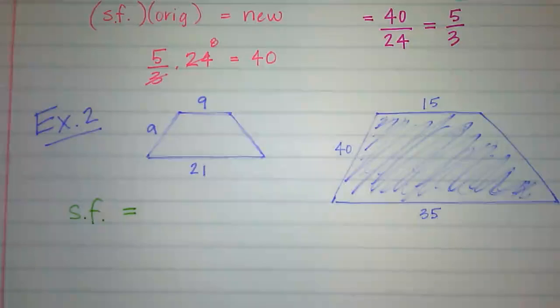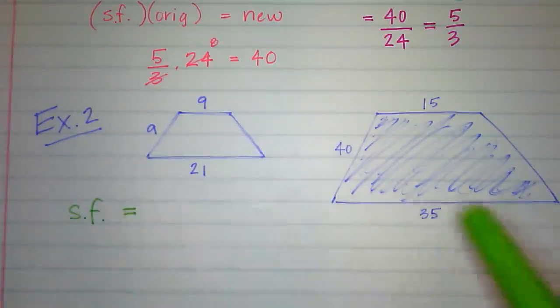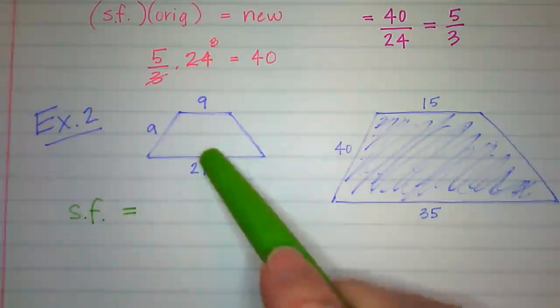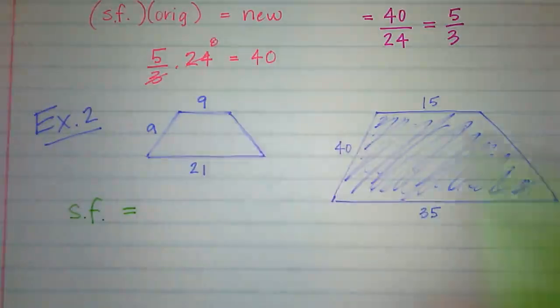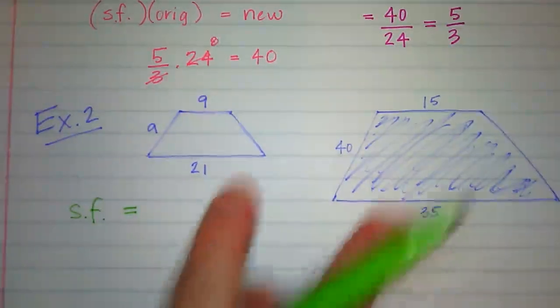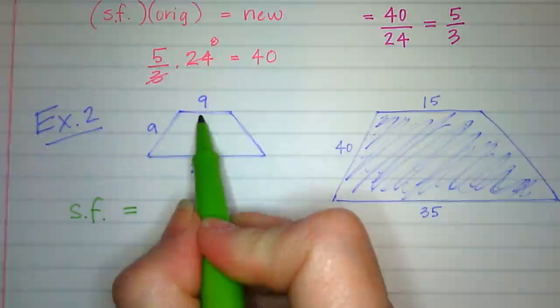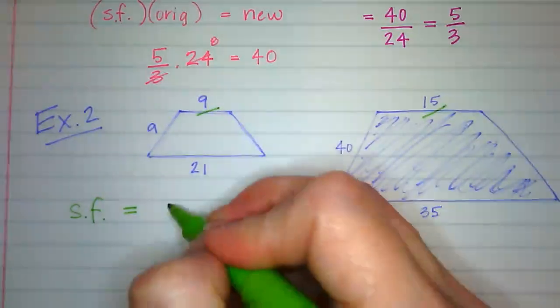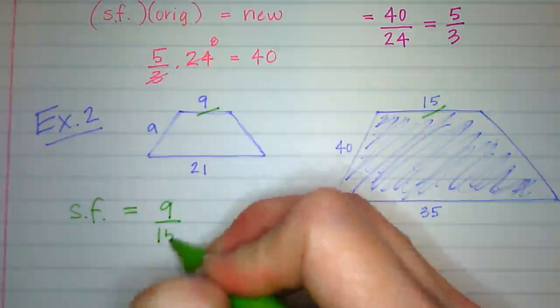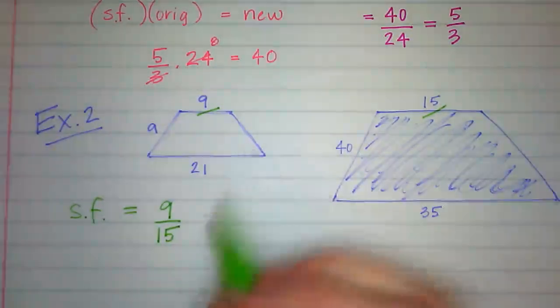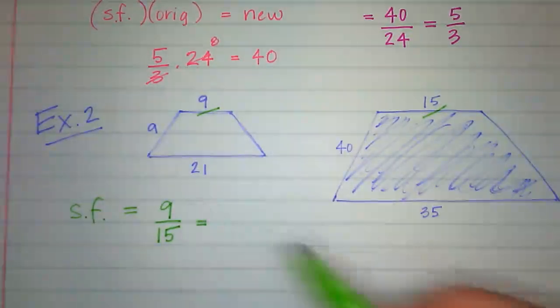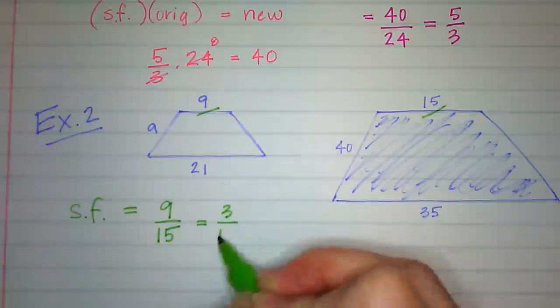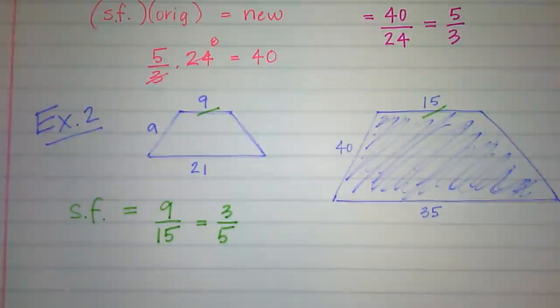So again, all we need to do is new over original. This is our original. This is our new one. So new over original, and either set works, as we saw in example 1. I'm just going to use the 9 and the 15 because those numbers are smaller. So 9 over 15 would be new over original. I can reduce that by 3, so my scale factor is 3/5.